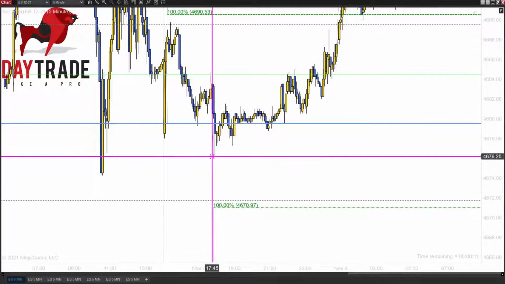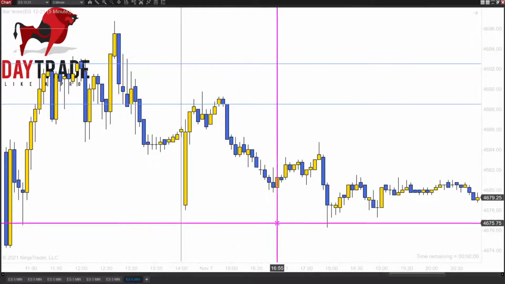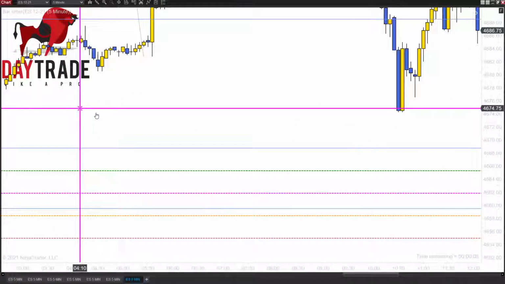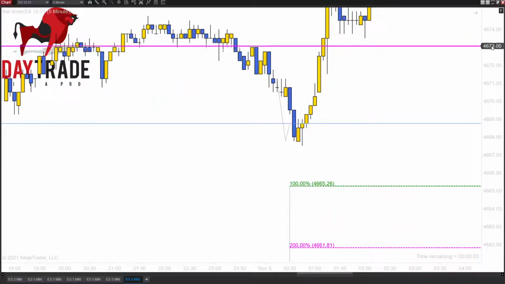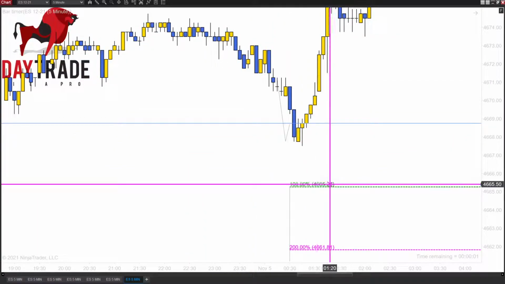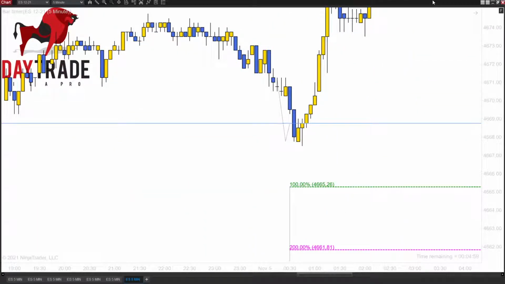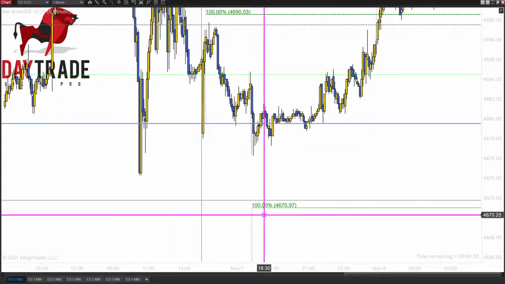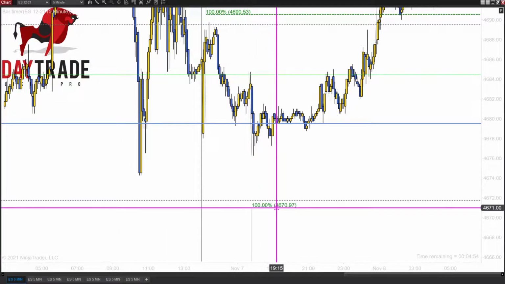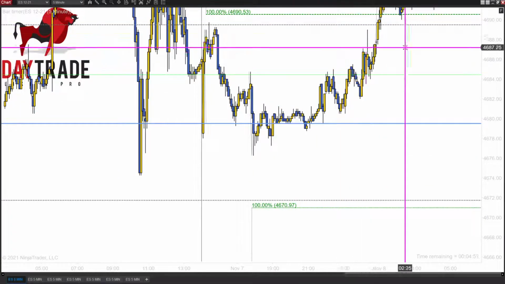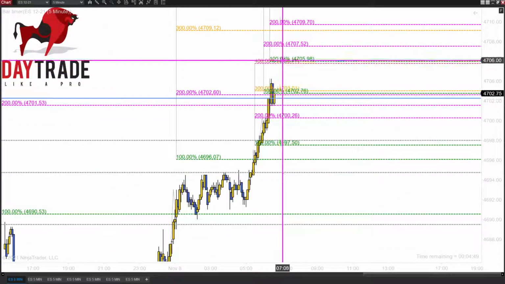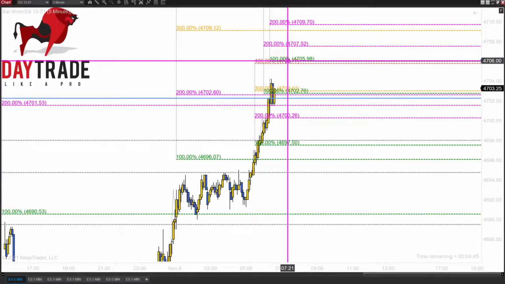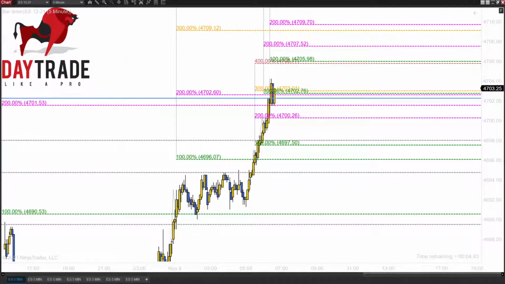This looks so similar to Friday. Look at Friday, what happened. Here's your move down. There's your T1 unfilled. Ends up moving up to the other T2. Here's your today. Move down, T1, unfilled, and ends up moving up over into here. Okay? So we'll just have to see how this is all going to play out.